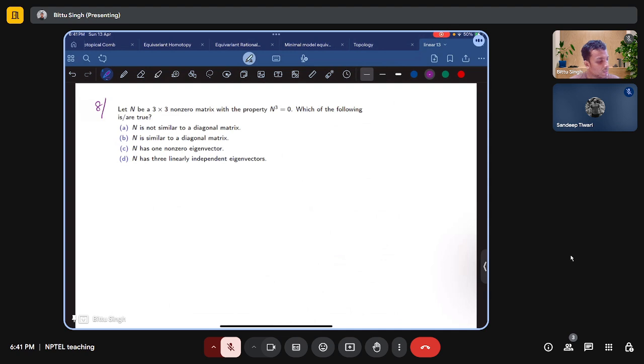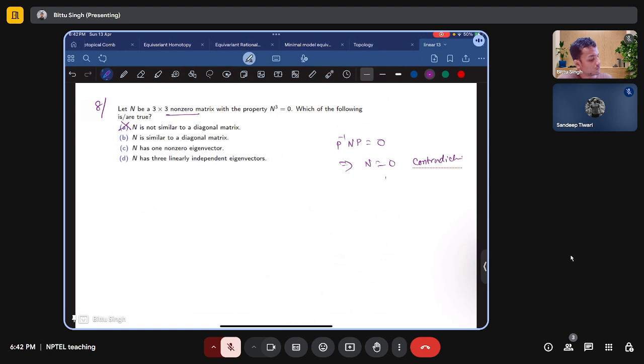Same thing, here N cube is given as 0. Now, what about N? N cube is 0, and N is given non-zero, therefore N cannot be a diagonal matrix. N cannot be similar to a diagonal matrix. We have earlier seen that P inverse N P equal to 0, if we assume that, will imply N equal to 0. But it is given that N is non-zero, which is a contradiction.